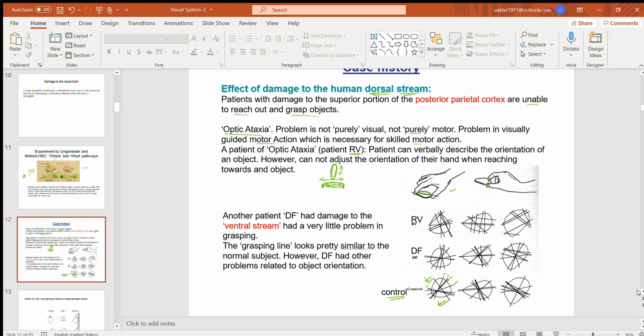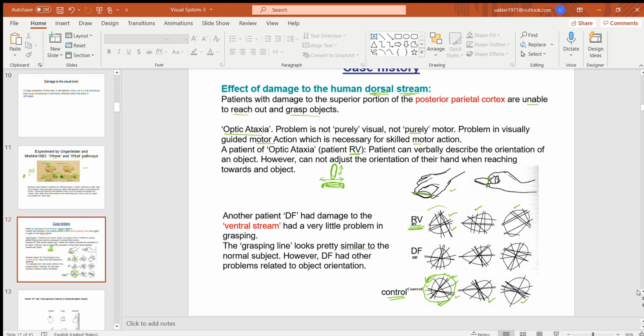Now this is RV, the lesioned subject, the patient, and you see when the same instruction was given to RV, he failed to hold the object in the right or correct direction. So very different than this one. This is normal, correct tasks, and here by the lines you see the orientation of the fingers. Same thing here, another subject, normal condition and RV's response. So the RV patient fails to hold the object in right orientation or reach and grasp the object in right orientation.